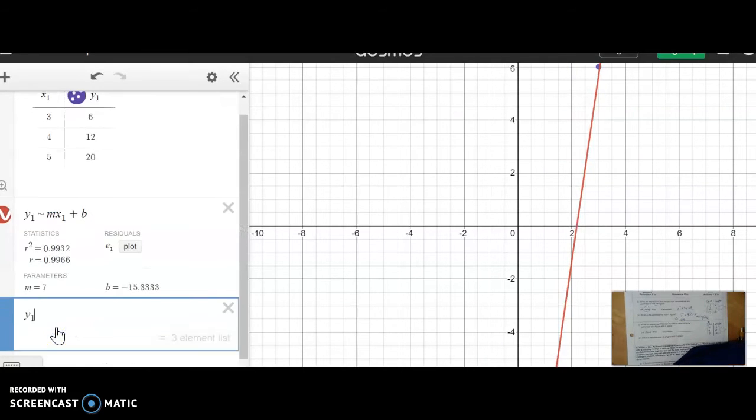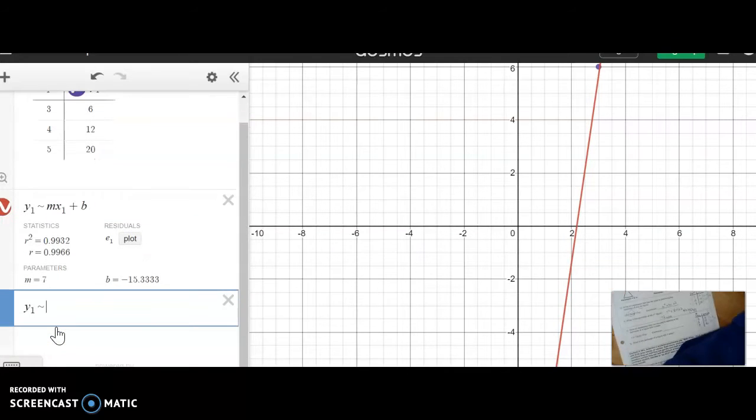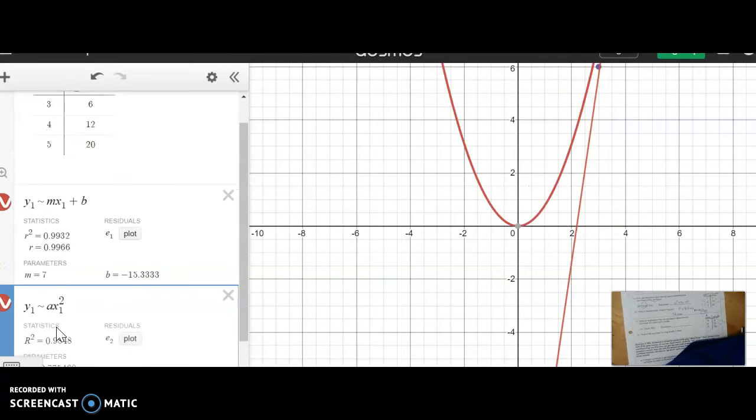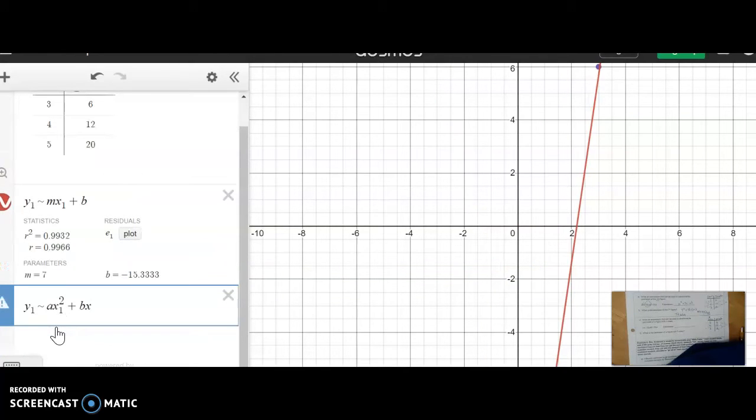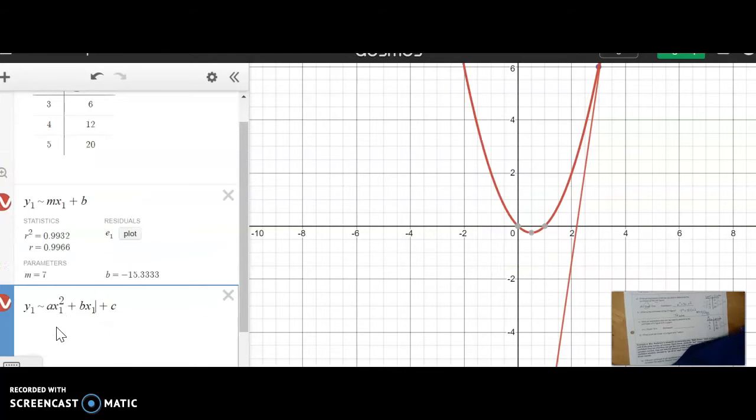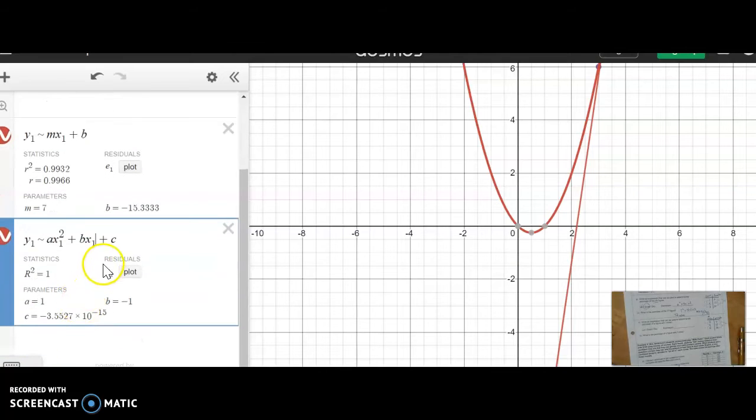Y1 regression, ax1 squared plus bx plus c. Oop, didn't do my 1 on my x. All these little things. Oh, perfect regression. So it is a quadratic.